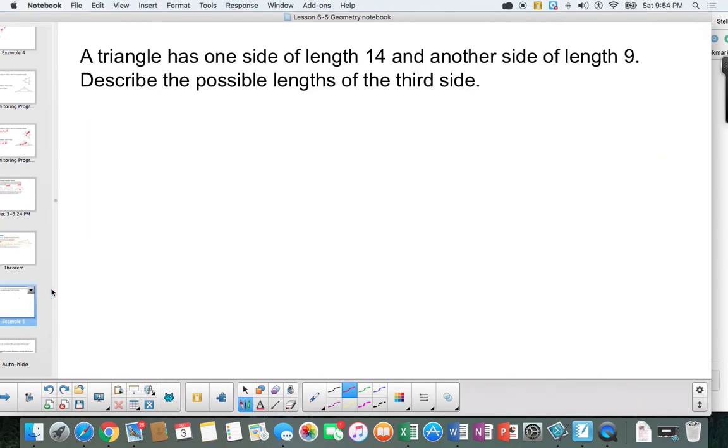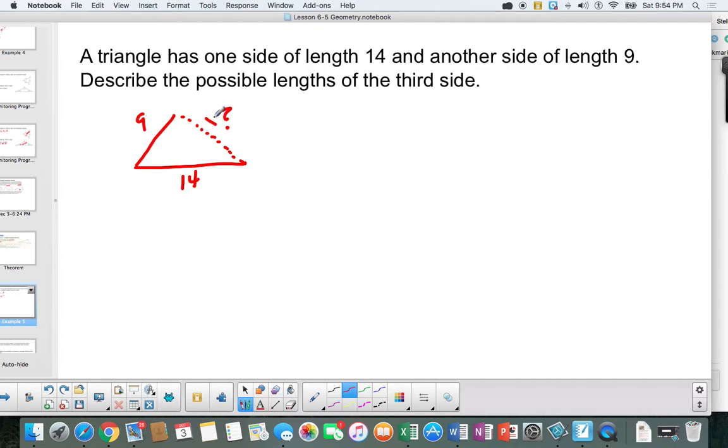So let's go ahead and use this problem. We have a triangle that has a side of 14, and we have a side of 9, and the question is, what will be the third side? There are lots of possibilities here.